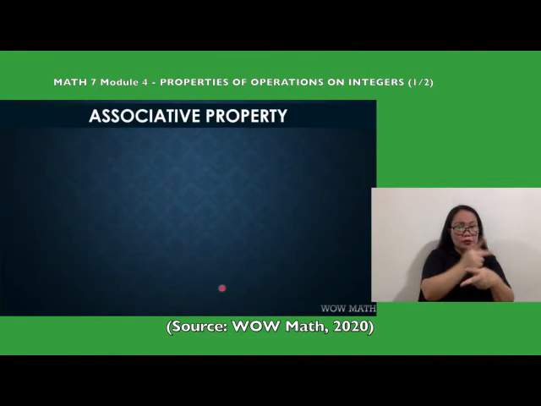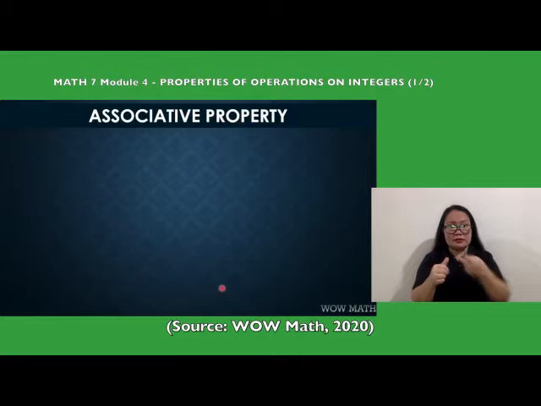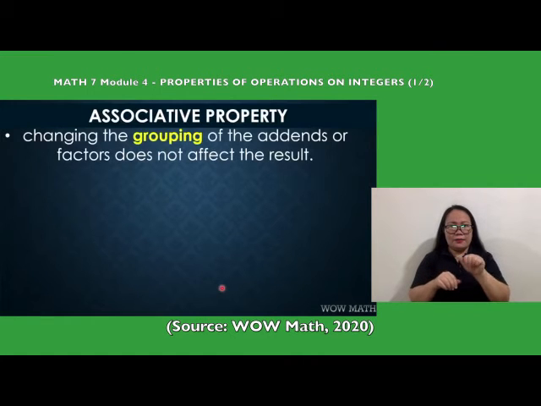Okay, next. Let's have the third property, associative property. Kung ang commutative property is changing the order, now, this time, we are changing the groupings. Okay? Yung group. Paano ba natin malalaman na nakagroup siya? Kapag ginagamitan siya ng brackets or parenthesis. So, tatandaan na kapag groupings ang pinag-uusapan natin, ginagamitan siya ng brackets or parenthesis.